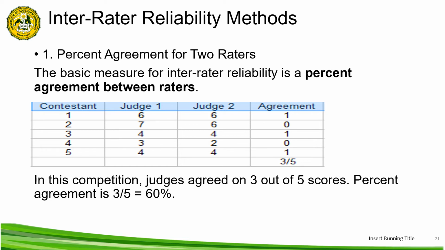In this competition, judges agreed on 3 out of 5 scores. Percent agreement is 3 over 5. The number 1 represents agree and the 0 represents disagree. So we have 3 over 5, and if you convert that to a percentage, it would be 60%.